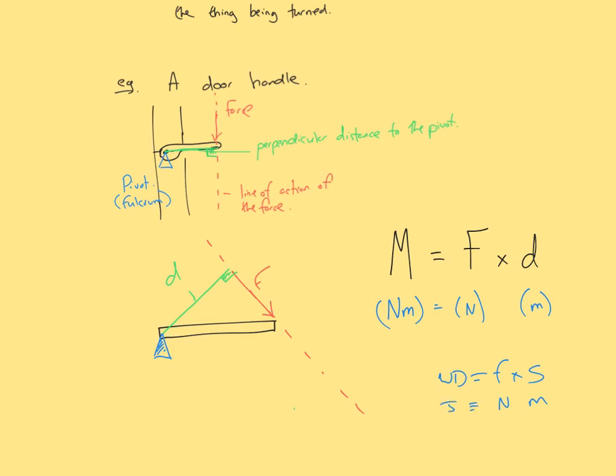Joules are also Newton meters. However, when it comes to moments, we always leave it as Newton meters. We don't change it into joules. So the turning effect, the moment, the turning effect of a force, whilst technically it is the same as joules, we always leave it as Newton meters. It helps distinguish the fact that that's a turning effect and not just an amount of work done.